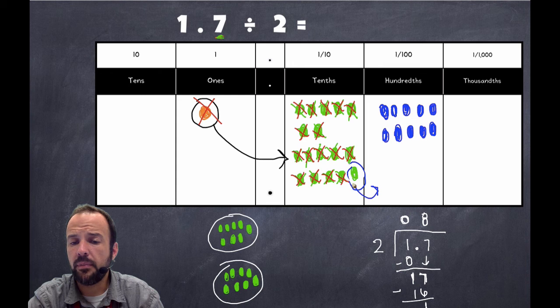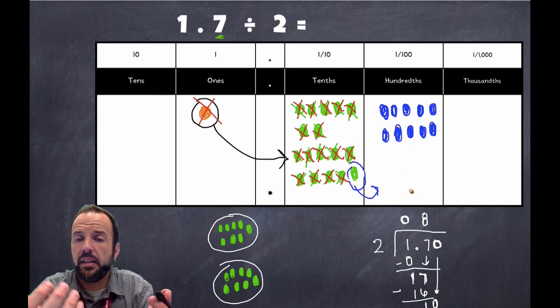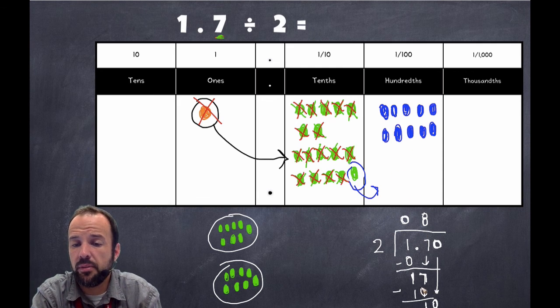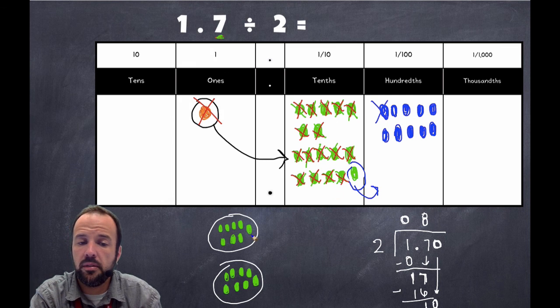So that 1, I'm going to move to the hundredths place, where I had 0 hundredths, right? If I bring that down, when I unbundle that tenth, it leaves me with 10. I'm taking that tenth, breaking it down into hundredths, and that gives me 10 hundredths, okay? So now these 10 hundredths that I have left, I'm going to start putting into my groups and see if I can get them in there evenly. So I could take this one, put it here.